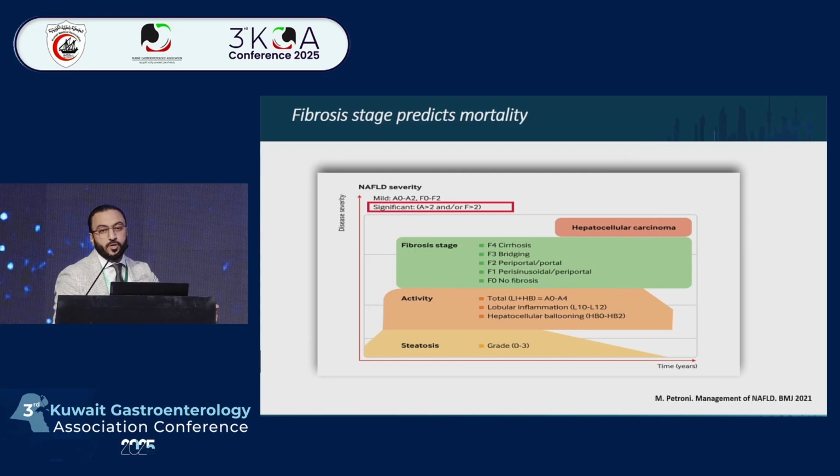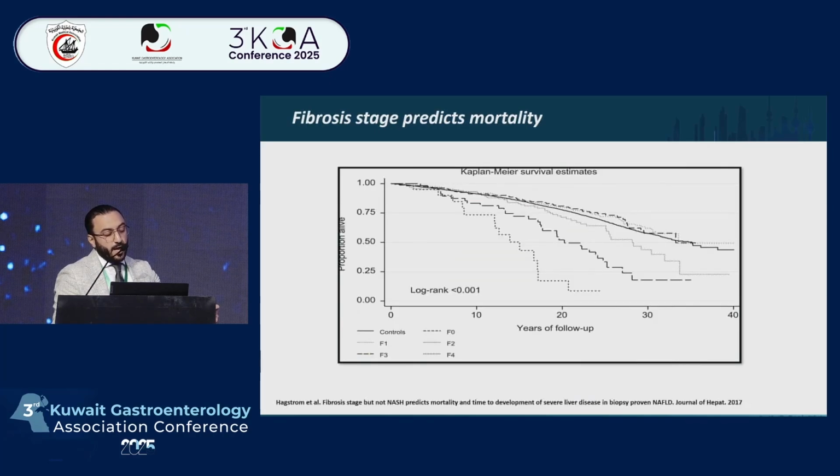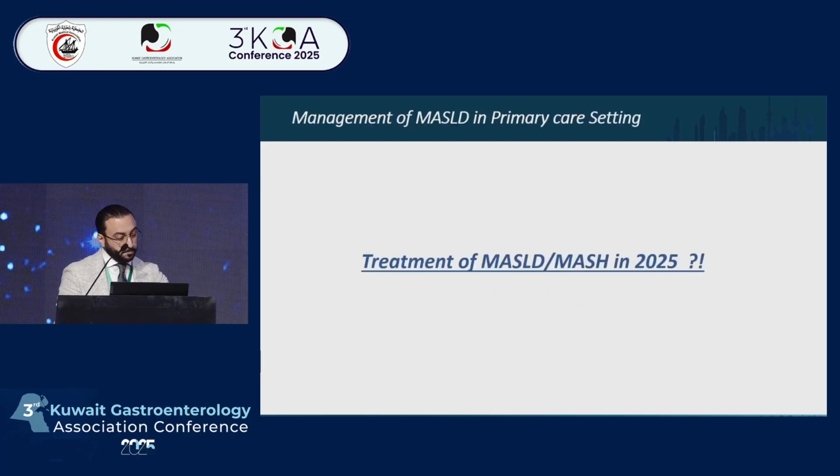That's why we need to catch the patient early in screening and in terms of diagnosis. Also, Hagström and his colleagues beautifully demonstrated by Kaplan-Meier in their study published in Hepatology Journal in 2017 that patients who have a FIB-4 score indicating advanced fibrosis, F4, have worse prognosis and higher mortality than patients who have F0 or F1.